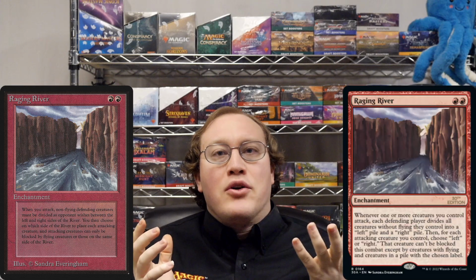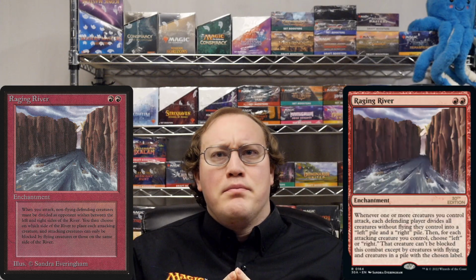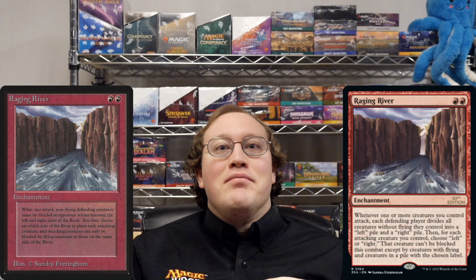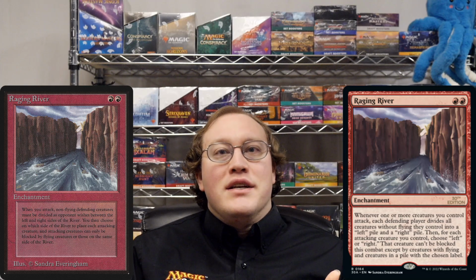Let's compare the original version of Raging River with the modern counterpart with updated wording, and wow, it's good to see that some things haven't changed in 30 years. I mean, the words are different, but the length really isn't. So what's the problem? Well, unlike creature tokens, the mechanic of making it so that creatures on the wrong side of the river couldn't block didn't end up having the same kind of staying power.